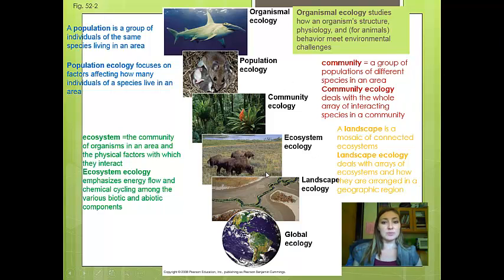More encompassing than communities is an ecosystem, which is the community of organisms in an area and the physical factors with which they interact. An ecosystem is the first level at which we actually talk about both biotic factors and abiotic, or non-living, factors. When we talk about ecosystem ecology, we're really focused on the energy flow in that particular ecosystem and what's going on with the biogeochemical cycles: how nutrients are cycled, both between the biotic, the living part of the area, and also the non-living part. So what is that interaction between them?